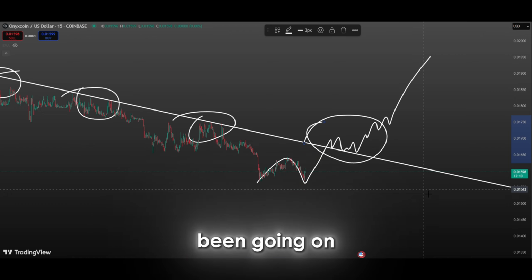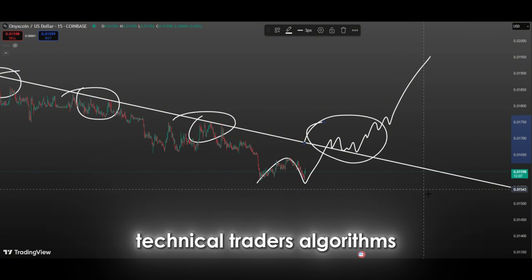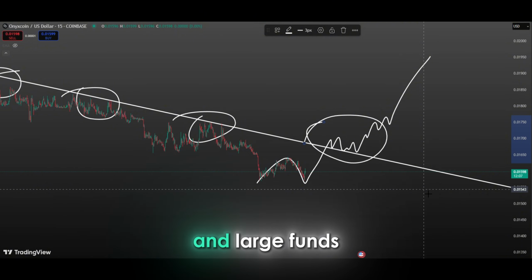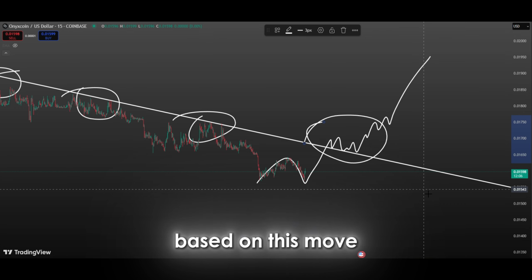Especially if downtrends have been going on for some time, and the price is now close to this trend line, the price can move quite sharply with the breakout, as this usually creates a squeeze in the market. This is because when such critical trend lines are broken, technical traders, algorithms, and large funds can take positions based on this move. This increases both volume and volatility.